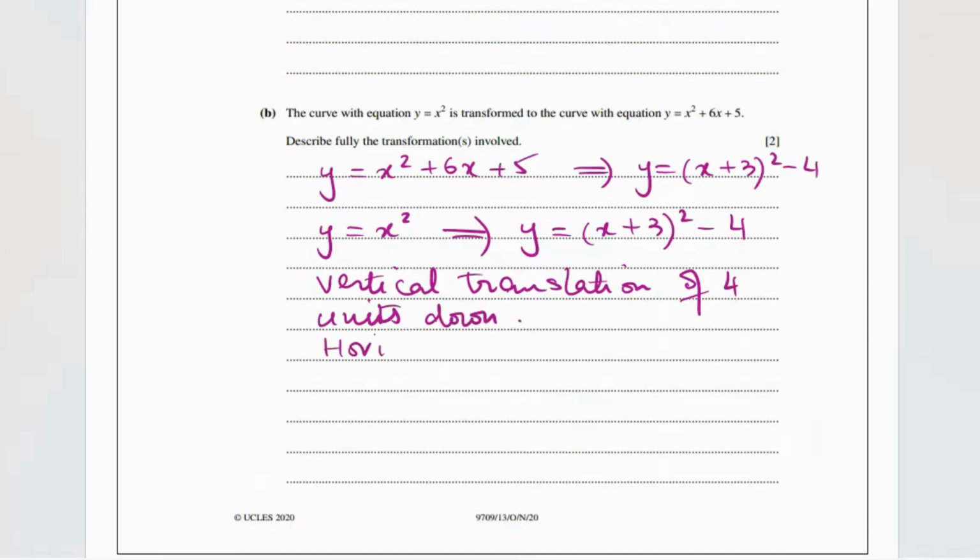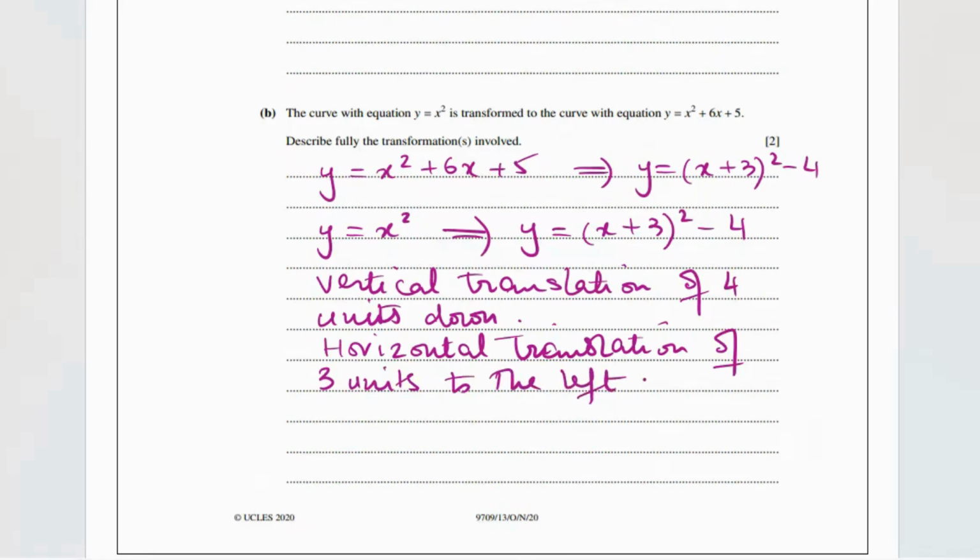Then we have a horizontal translation of 3 units to the left. So the graph has shifted 3 units to the left and 4 units down. So these are the transformations that have taken place in this quadratic curve.